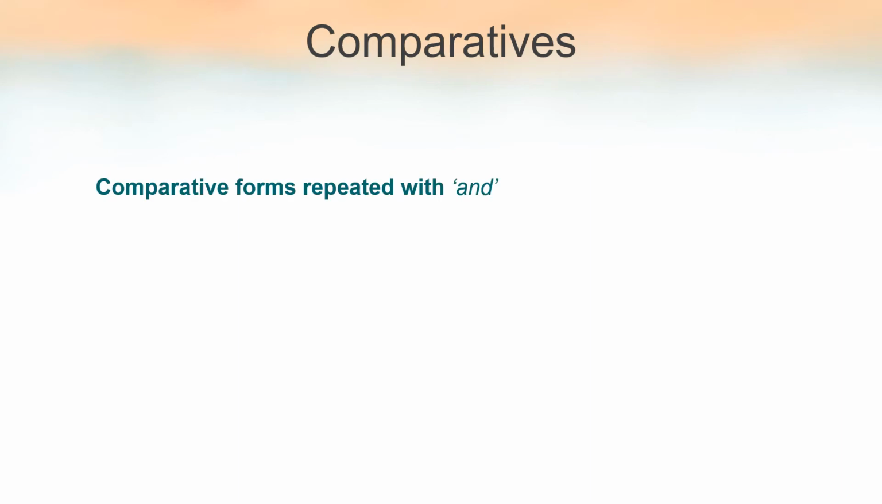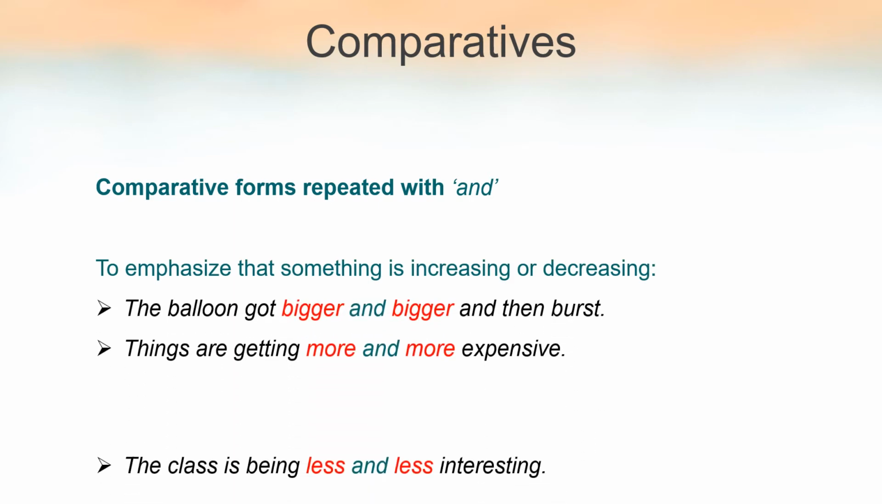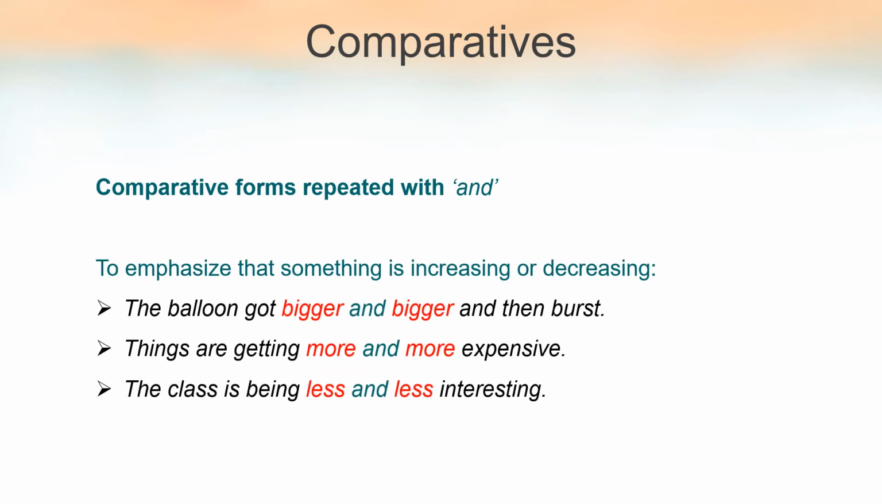We can use comparative forms repeated with and to emphasize that something is increasing or decreasing. For example, the balloon got bigger and bigger and then burst. Things are getting more and more expensive. The class is getting less and less interesting.